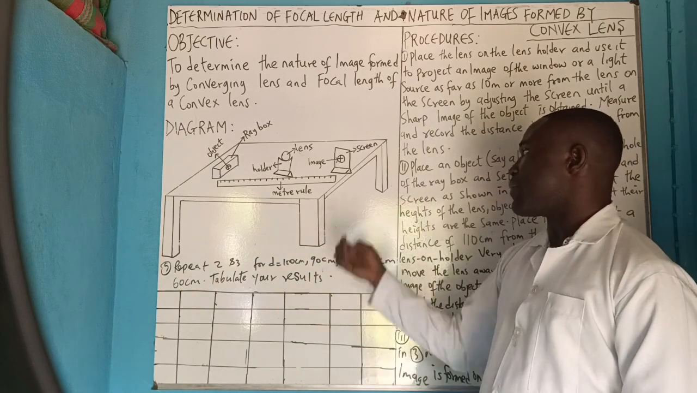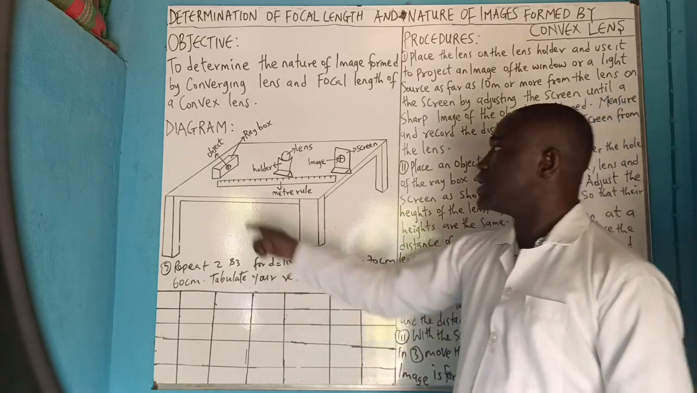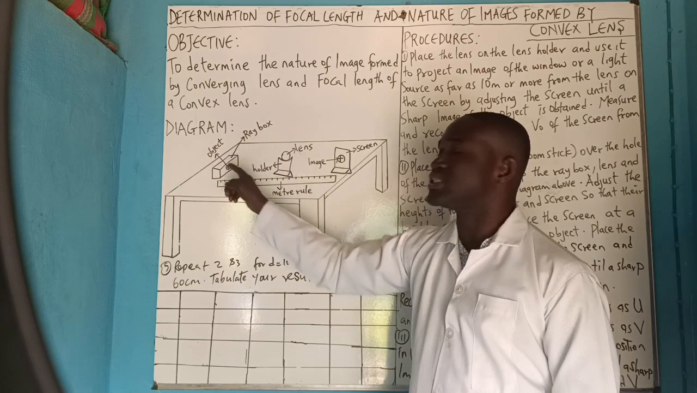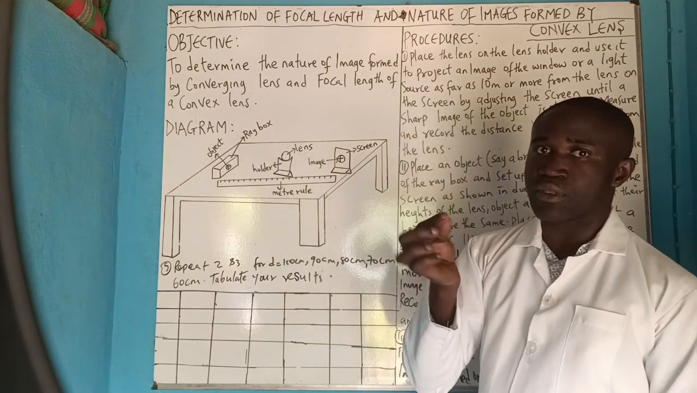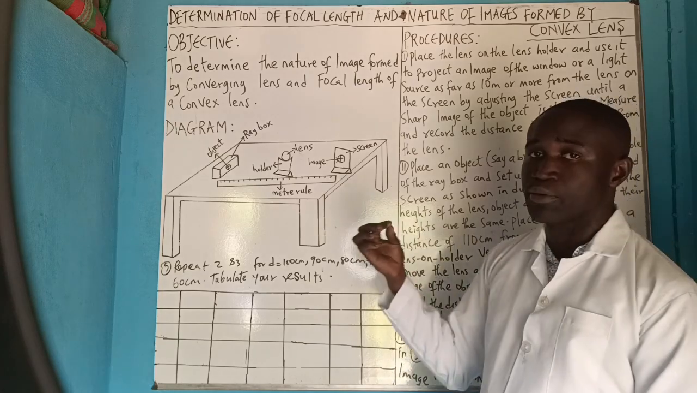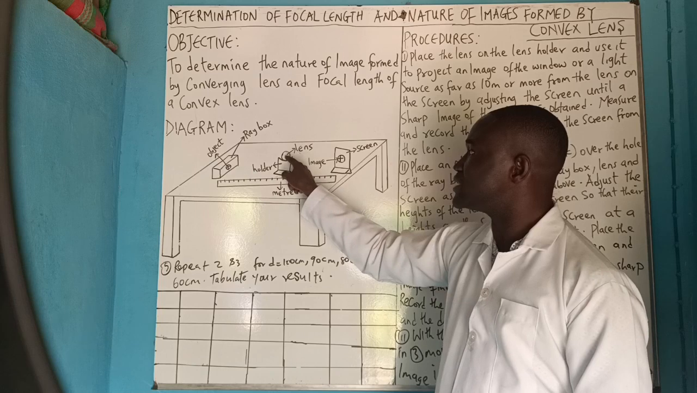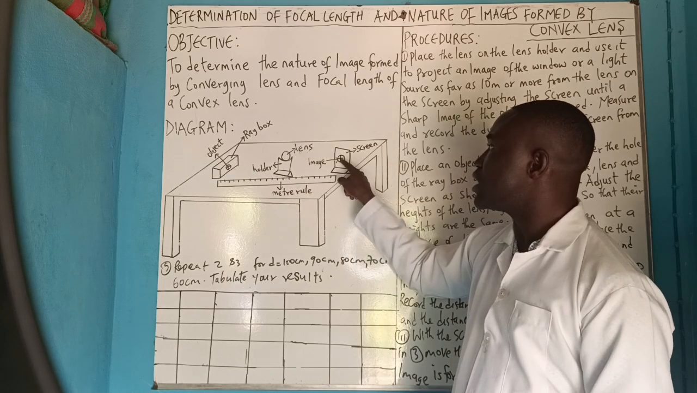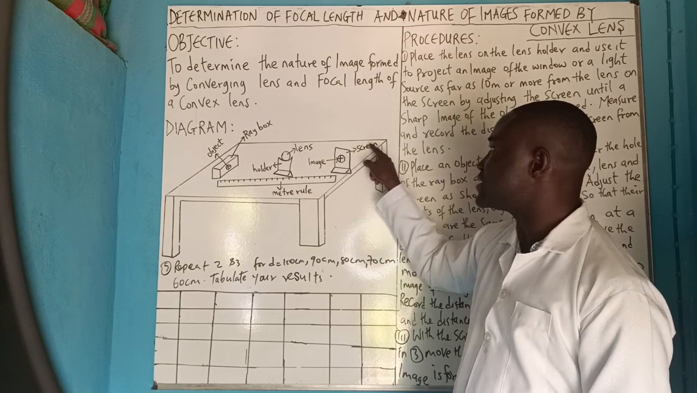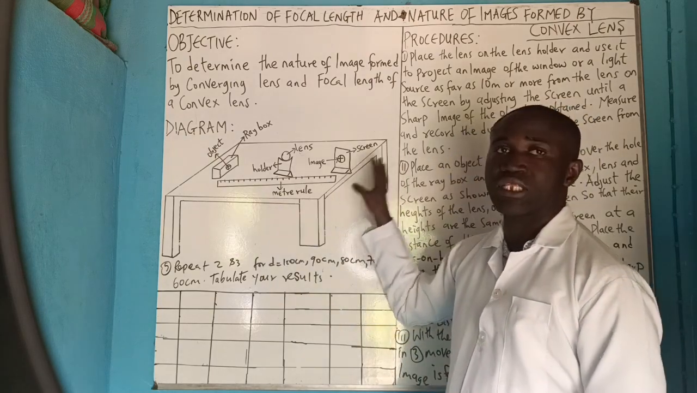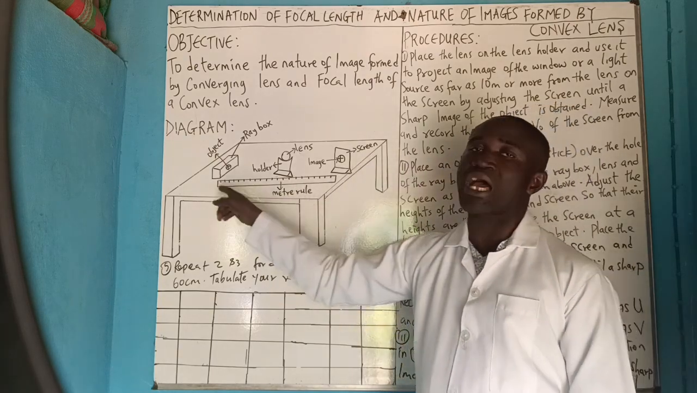Look at the apparatus setup. This is the object. This is the ray boss. The object is taken to be a broom. A broomstick. This is the lens holder. This is the lens itself. This is the image. And this is the screen. This is the table stand where the whole thing is being set up, and this is the meter rule.